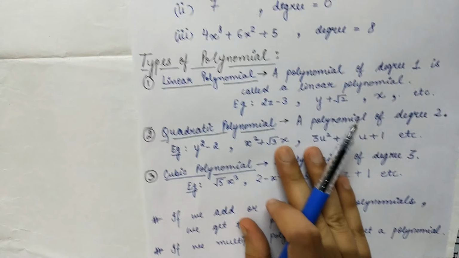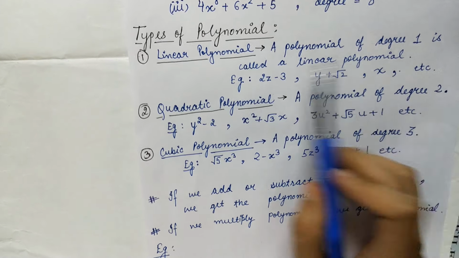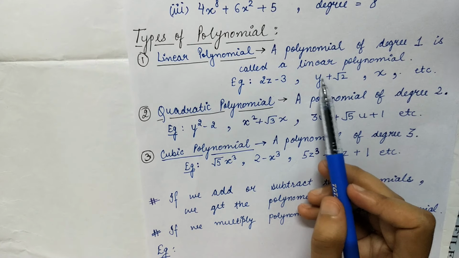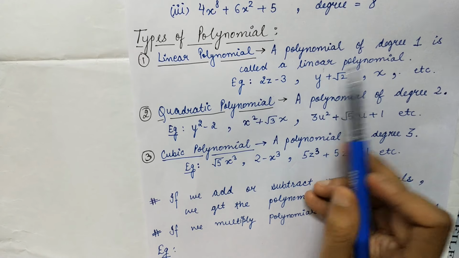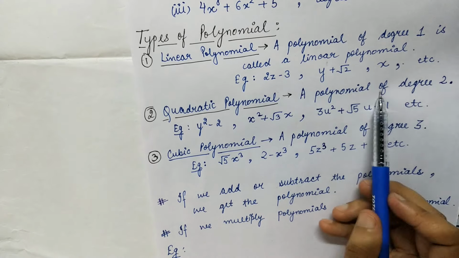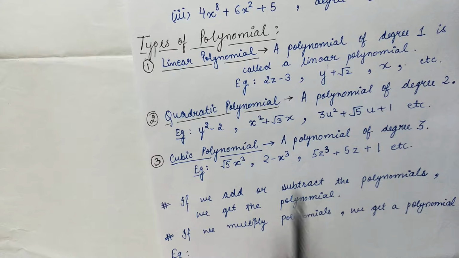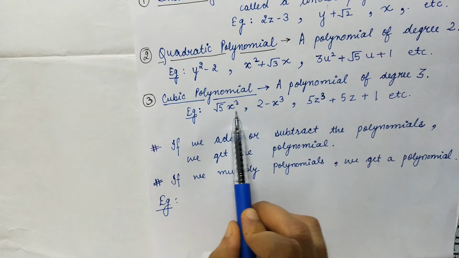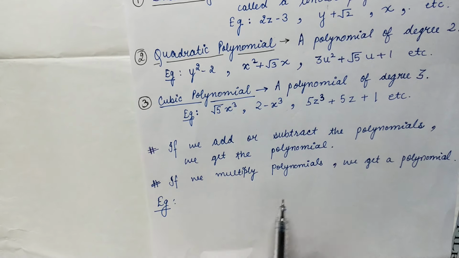Now we move on to some types of polynomials, like the linear polynomial. A polynomial of degree 1 is called a linear polynomial. An example is 2z minus 3. The exponent of the variable is 1, so the degree is 1. Quadratic polynomial: a polynomial of degree 2, like y square minus 2, or x square plus root 3x. Cubic polynomial: a polynomial of degree 3, like root 5 x cube, or 2 minus x cube.